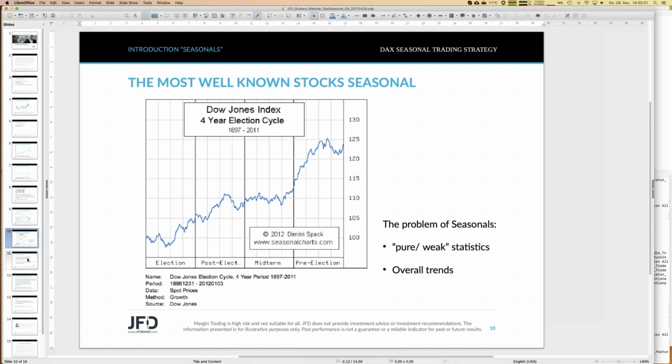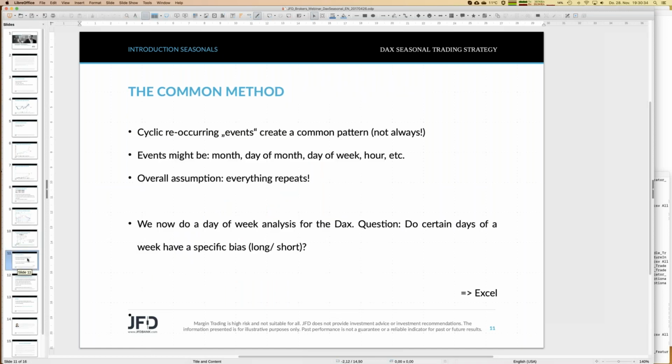So let's do it a little bit different. So the common message of any seasonal is that we want to have cyclic, reoccurring events which really create a common pattern. As my example in my previous slide, but much better as presented by the temperature versus months for Dresden. So that would be an ideal pattern to trade, isn't it? But that's what we are looking for. Reoccurring events, reoccurring patterns.